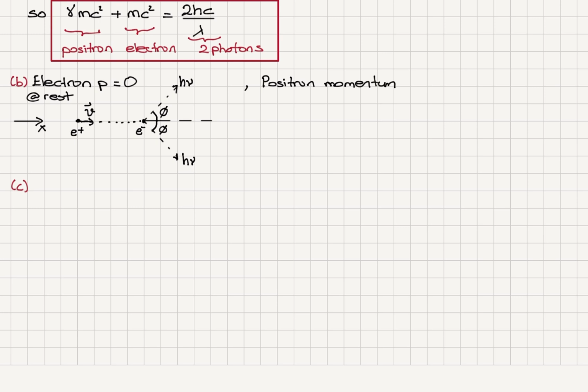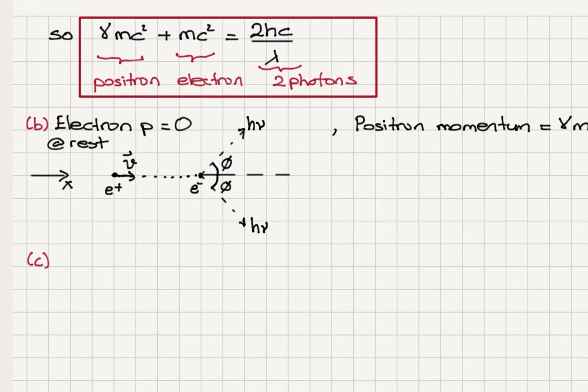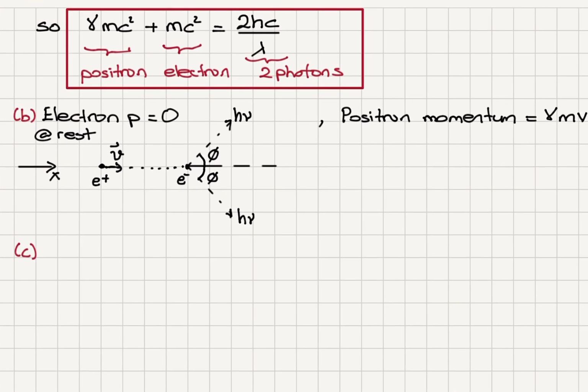Positron momentum is gamma times mv, its speed v. So this positron is moving on the x-axis. It has positive electron charge and the same mass as the electron. It hits the electron at rest, and electron and positron get annihilated. We have two photons scattered at an angle phi with respect to the horizontal with the same energy.